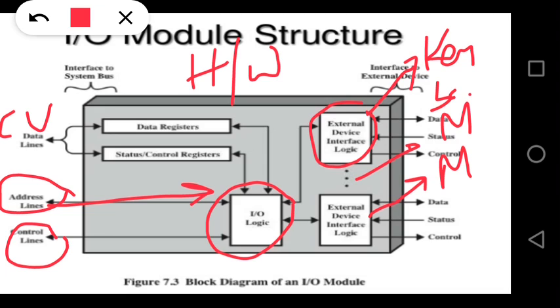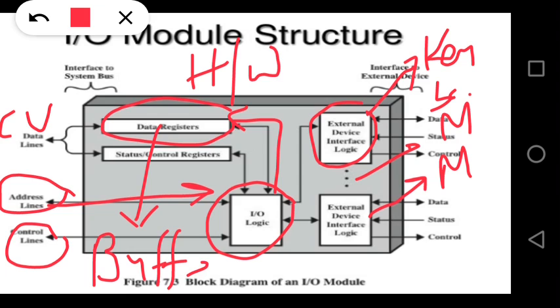Once the user enters the data, that has to be stored in some registers. See, buffers are nothing but, now this is called a buffer. So buffers are also registers, temporary registers, and there is a special status and control register. So this is about I/O module structure.